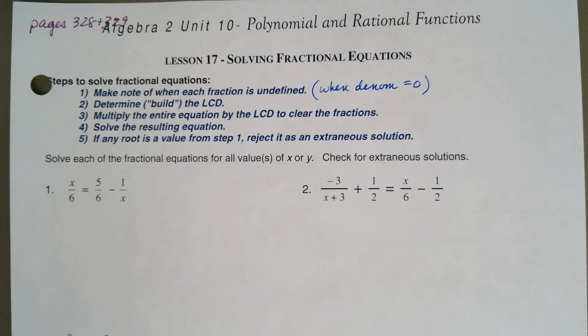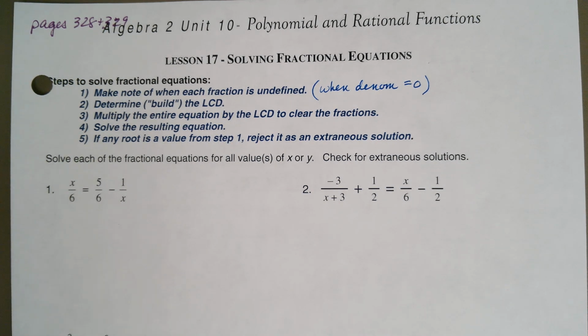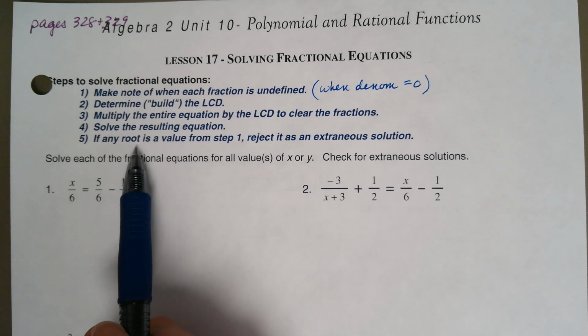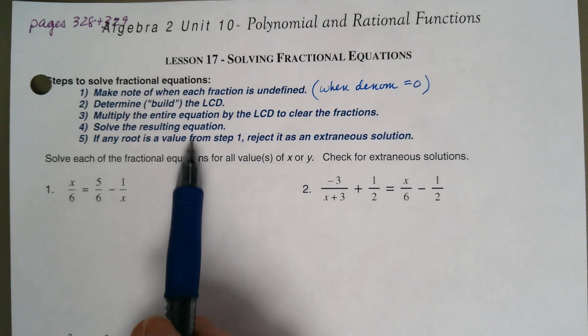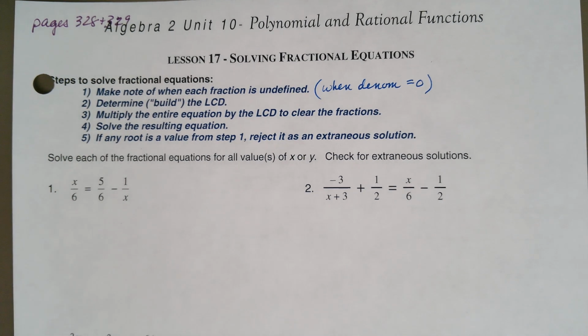Determine or build the least common denominator. Once you have your least common denominator, you're going to multiply the entire equation by the least common denominator to get rid of all our fractions. You solve the resulting equation, and then if any root, any solution, any value for x is a value from step 1, reject it as an extraneous solution.